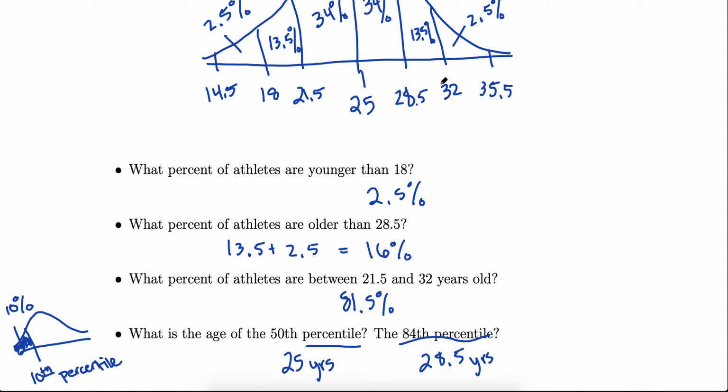And then last one, what if I asked for the 0th percentile? Hopefully you'd say that's 14 and a half. It has about 0% below it. But remember, 0 is not technically correct. There is some stuff down here, and up here, it's just very little.